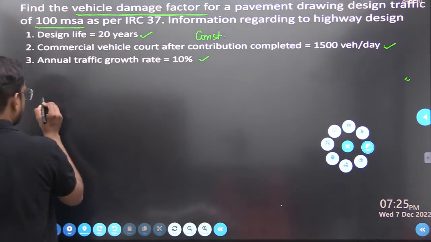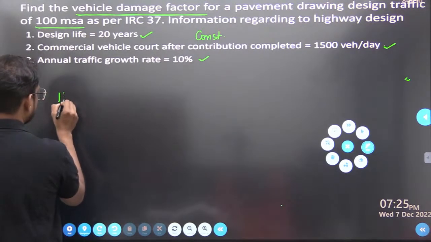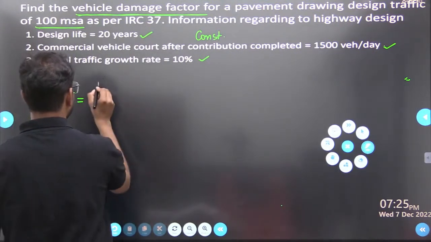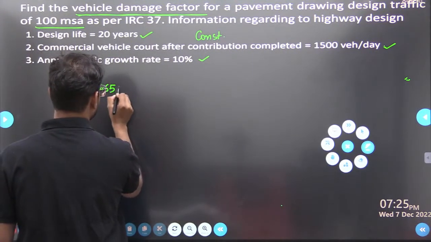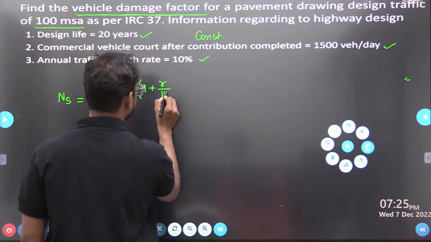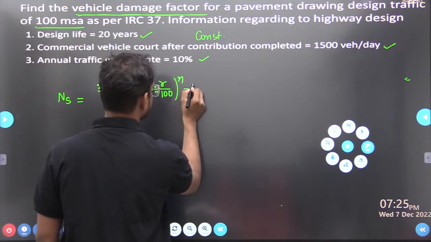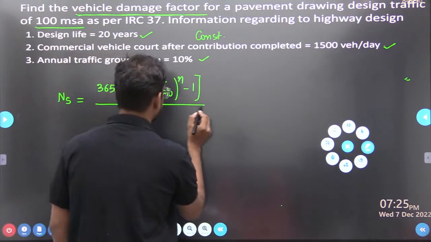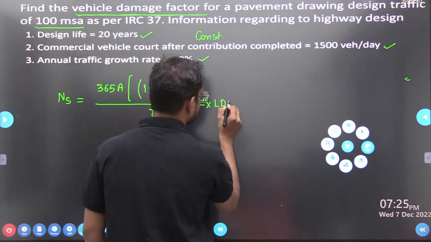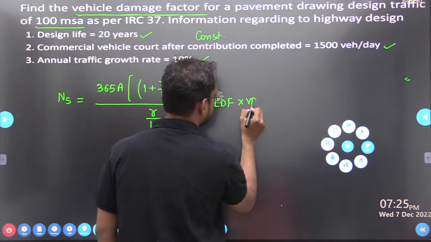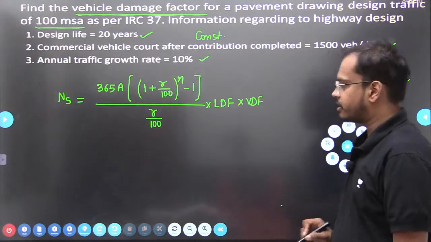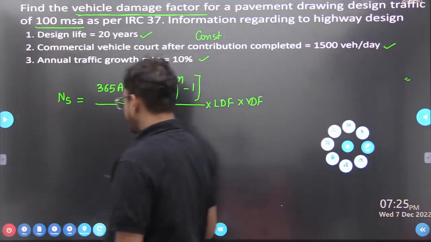What is the formula? The formula is the number of cumulative standard axle in terms of millions. NS is equal to 365A times (1 plus R upon 100) raised to power n minus 1, divided by R by 100, multiplied by lane distribution factor and multiplied by vehicle damage factor. My dear friend, now you put the value here.